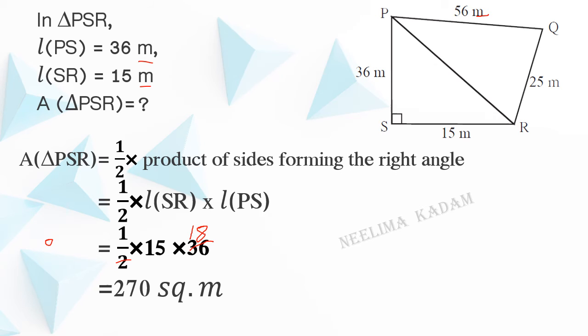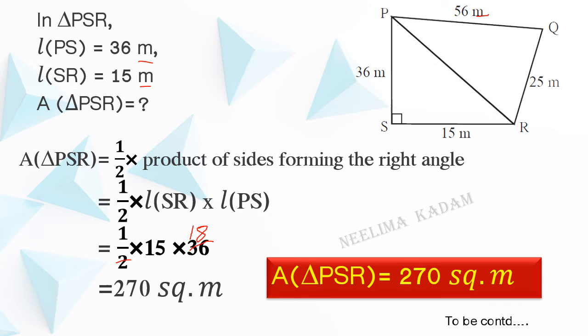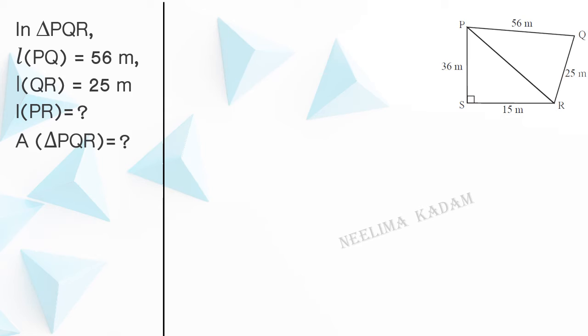Now, area of triangle PSR finish. Area of triangle PSR is equal to 270 square meter. Now next, in triangle PQR, PQ is given 56, QR is given 25. We want to find PR. So PR equal to how much? And with the help of this, area of triangle PQR. Now here three sides, we want to find the third side. And next, using Heron's formula, we want to find area of triangle PQR.